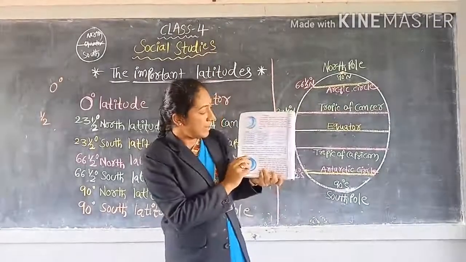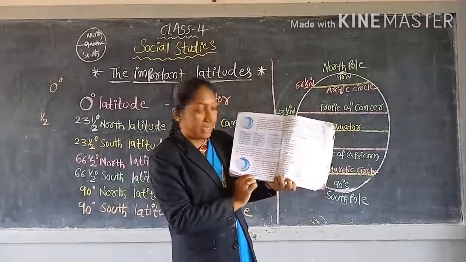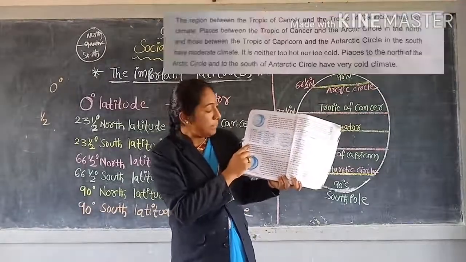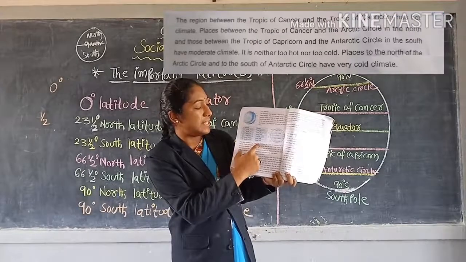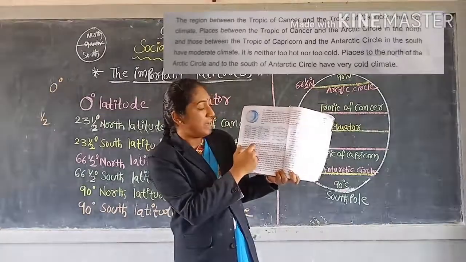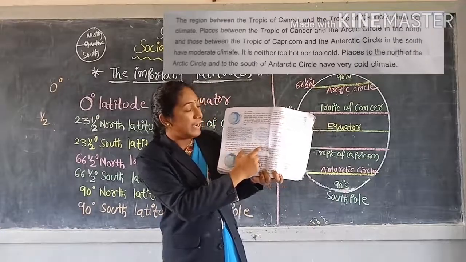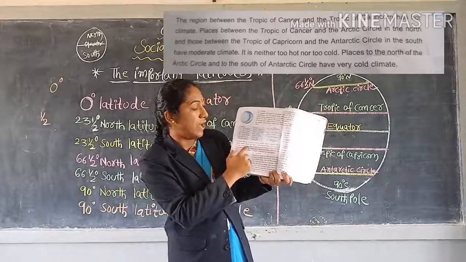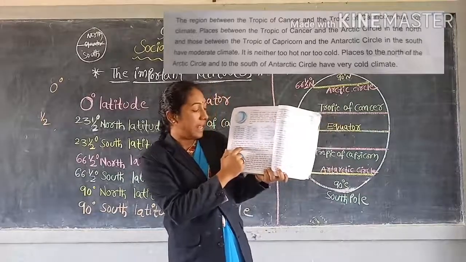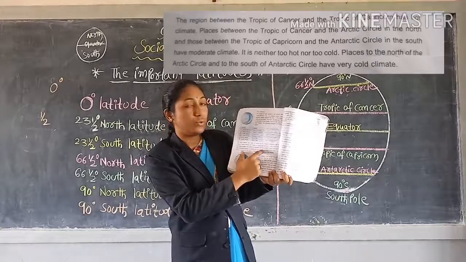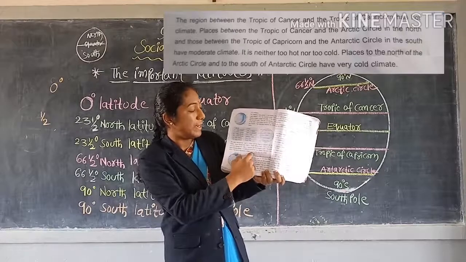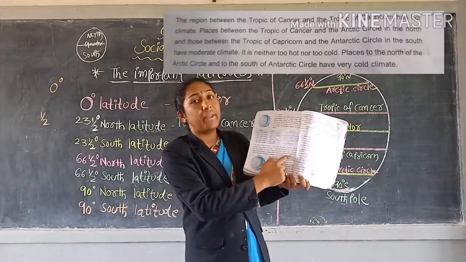Next, children, look at page number 198 and the third paragraph. Look and listen carefully. The region between the Tropic of Cancer and the Tropic of Capricorn has hot climate. Places between the Tropic of Cancer and the Arctic Circle in the north, and those between the Tropic of Capricorn and the Antarctic Circle in the south, have moderate climate. It is neither too hot nor too cold. Places to the north of the Arctic Circle and to the south of the Antarctic Circle have very cold climate.